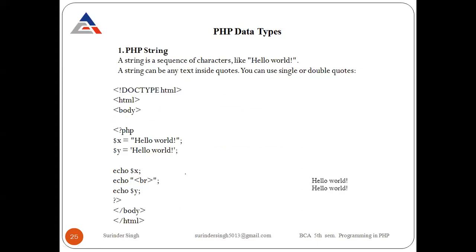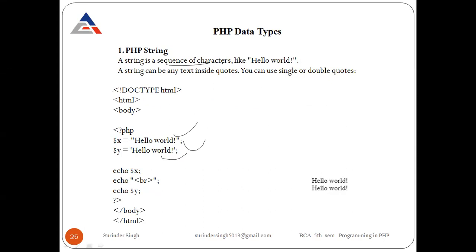Now first is PHP string data type. And now what is a string? String is a sequence of characters, a collection of characters. Clear? A combination of characters enclosed in single or double quotes. You can define a string by enclosing it in single quotes or in double quotes.